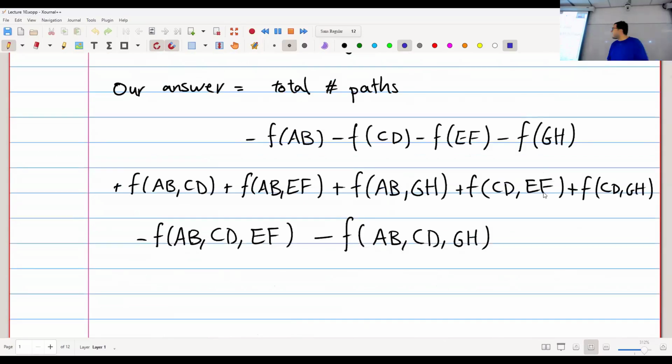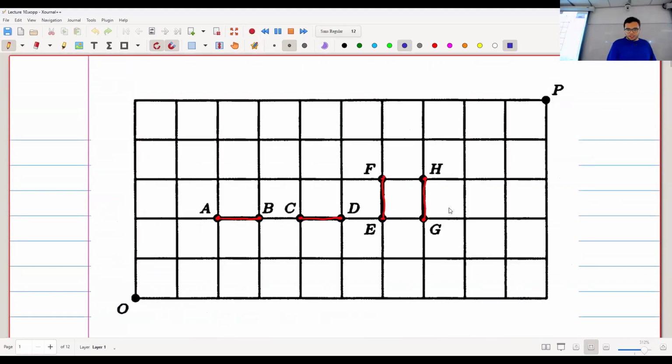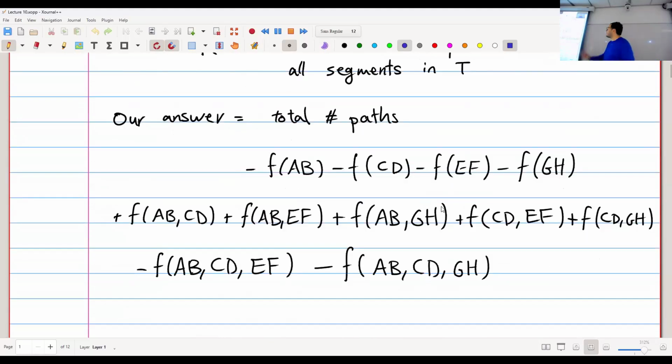Okay. And then I have to subtract the number of paths that go through the 3 combinations. So A, B, C, D, E, F. Or the paths that go through A, B, C, D, G, H. And you can check that these are the only combinations of 3 forbidden segments that are possible here. And I don't have any combination of 4 segments. So this is my final answer. My answer is the total number of paths minus the paths that go through 1 segment for every segment, plus the paths that go through 2 segments, minus the paths that go through 3 segments.